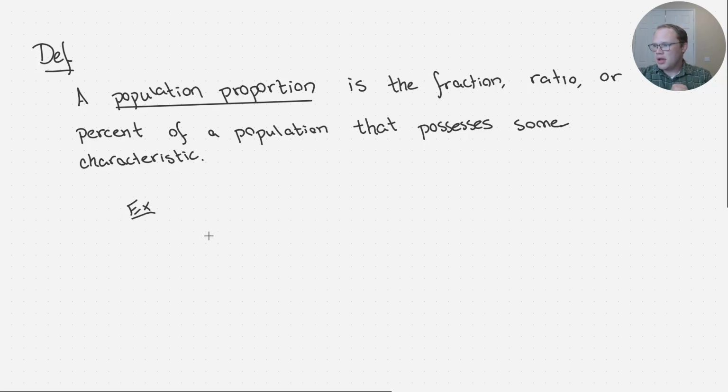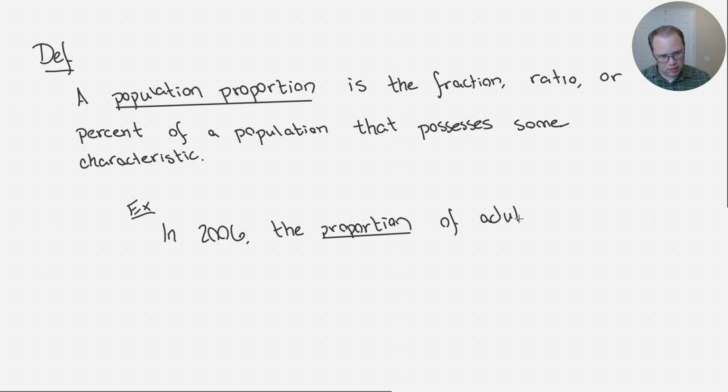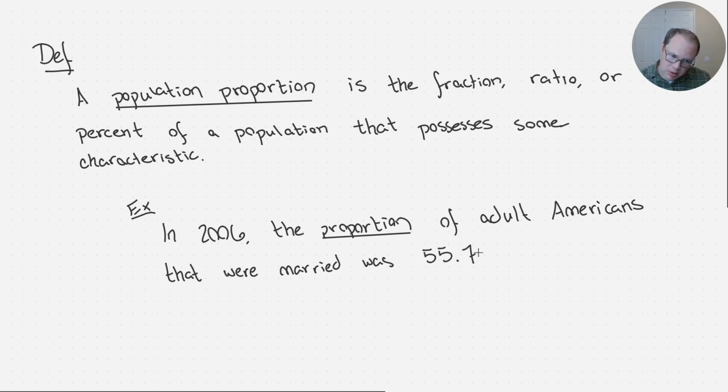So for example, in 2006, the proportion of adult Americans that were married was 55.7%. So here we're displaying this proportion as a percent, but there are other ways we could display it, right? We could display it as a fraction or a ratio.